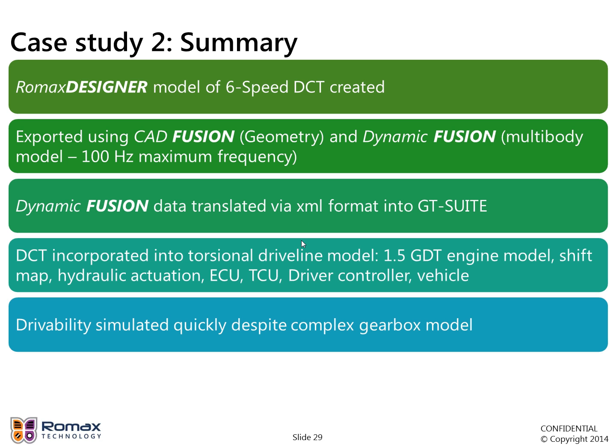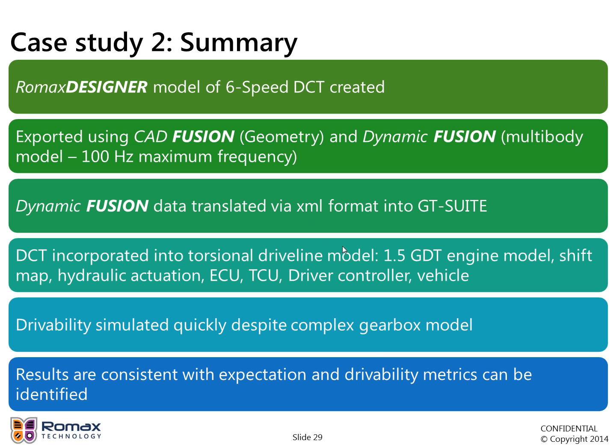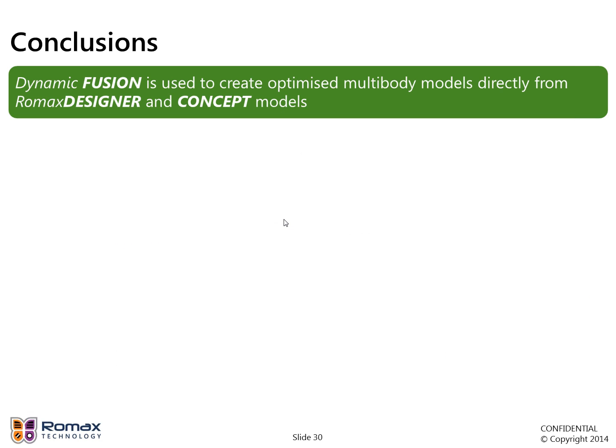We were able to simulate the drivability very quickly at 3 times real-time speed, and we're able to do this despite having a relatively complex system like a dual-clutch transmission. And we've also seen that the results are consistent with what we expect from this kind of simulation, and that we're able to identify common drivability metrics in the data that can be used to make changes to the design to improve it.